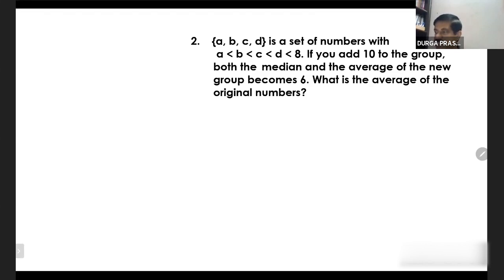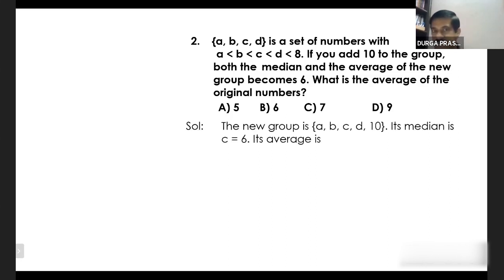So now if you look at this, of course, he gave some numbers here. The average of the original numbers means A plus B plus C plus D plus 8, divided by 5, we need to take. So the new group is A, B, C, D, and 10. Its median is 6, he said. So you have 5 terms, all in increasing order. When D is less than 8, automatically it will be less than 10. So median is 6 means the middlemost term for this is C. So that should be 6.